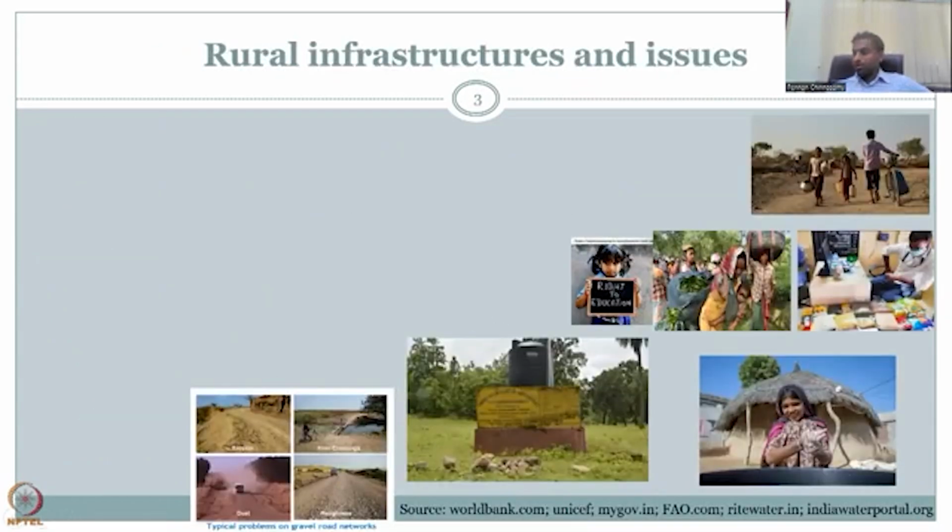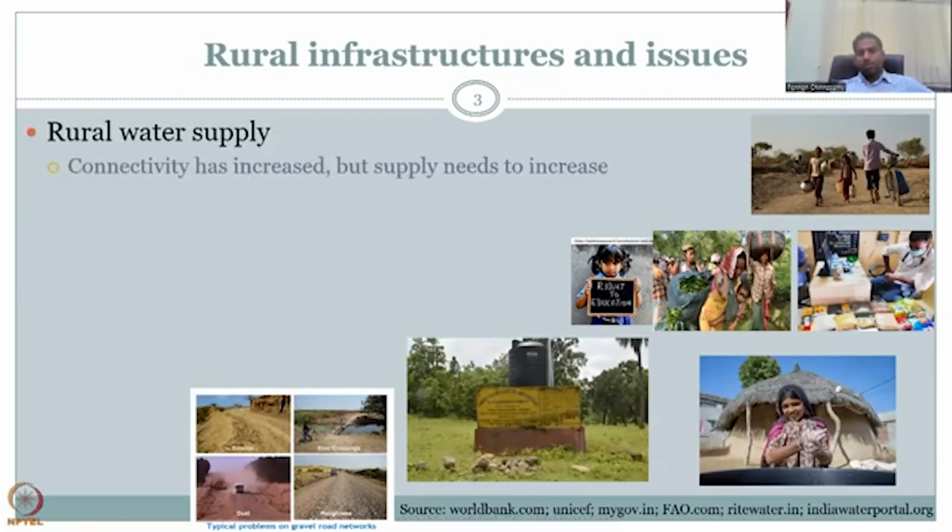We discussed about the rural infrastructure issues. The water supply, we had looked at connectivity has increased, like Jal Jeevan Mission, the tap connection has increased, but is the source enough to provide the water? How do you get a remote sensing data for that? Okay, so if you see for rural drinking water supply, it's not possible.